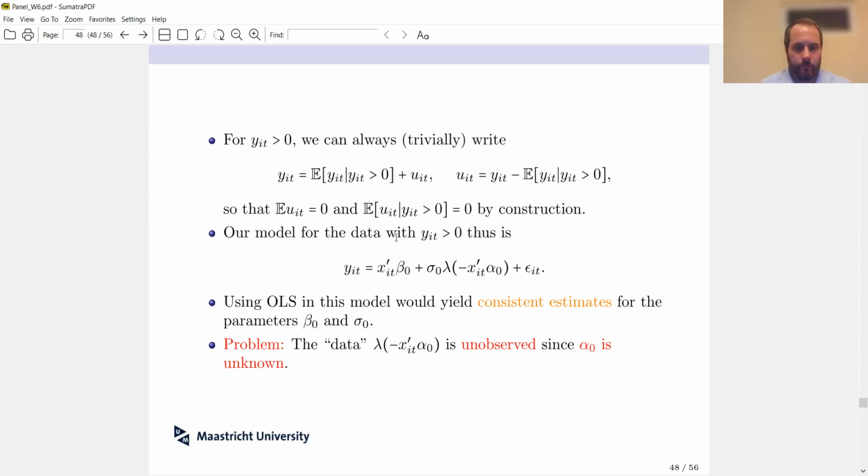Now, therefore, we can get a regression model where we only look at the positive data points. This is the part that we always get. Sorry, this should actually be the UIT here, so it's not the original epsilon IT. Yes, this is the UIT. Let me quickly check that. One second, I'll quickly correct that.